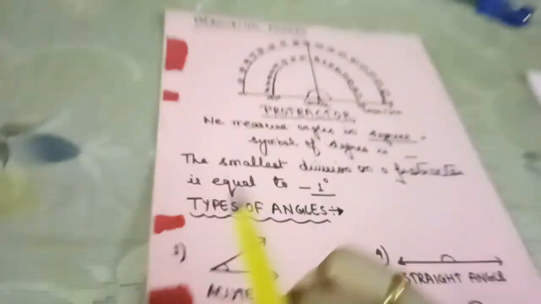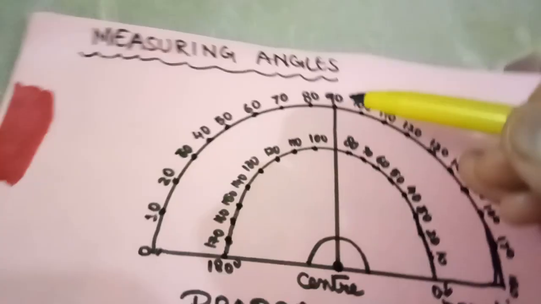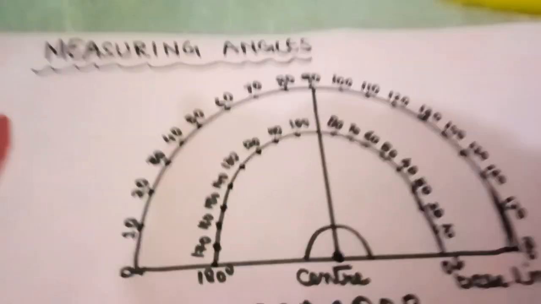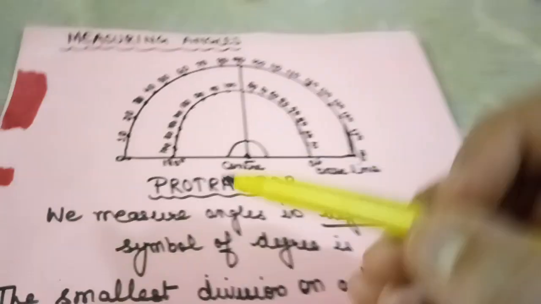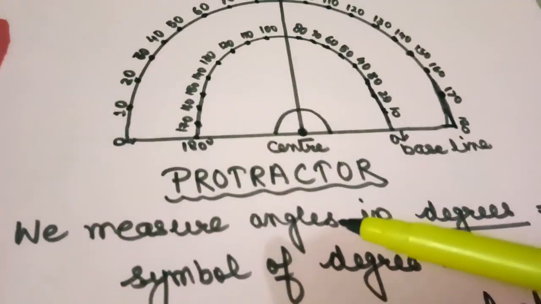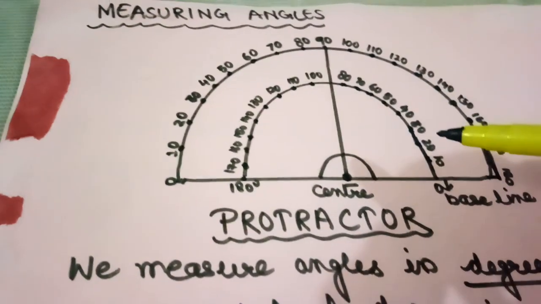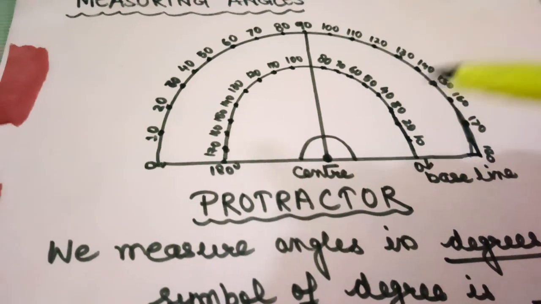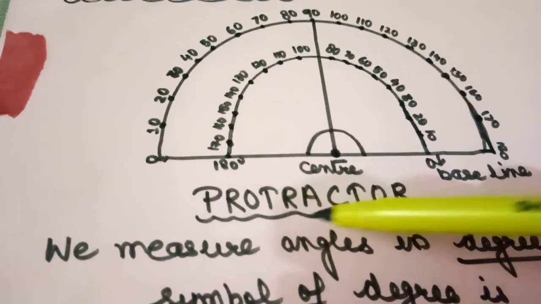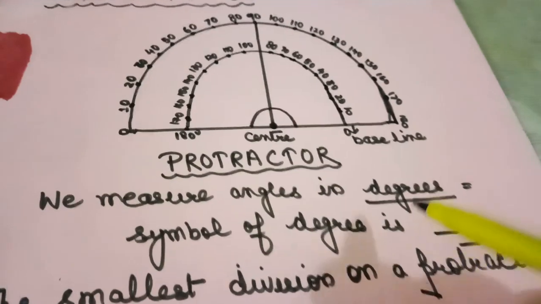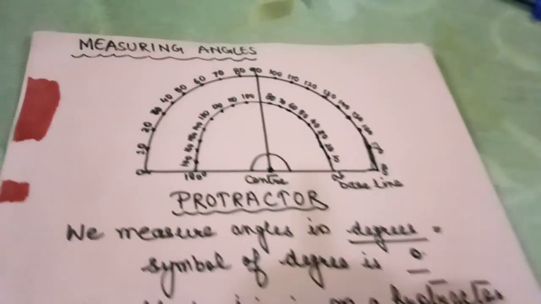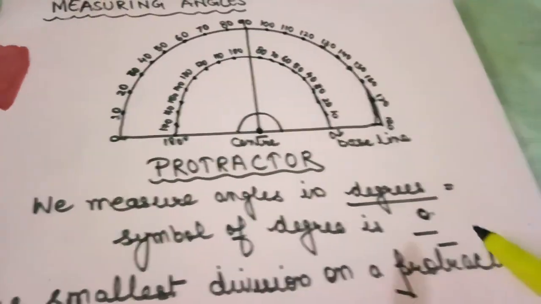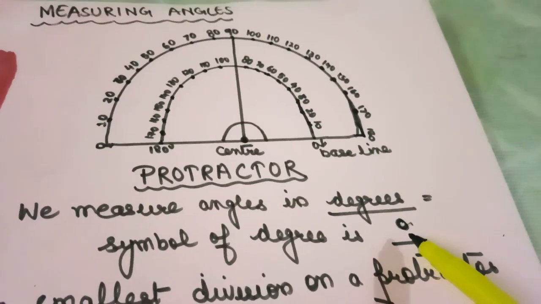Now measuring angles. Children, to measure angles we need a special instrument that is known as a protractor, or we can say it is in the shape of D, so we can call it D also, but the actual name is protractor. We measure angles in degrees, and the symbol of degree is represented like this. It is a very small little o.